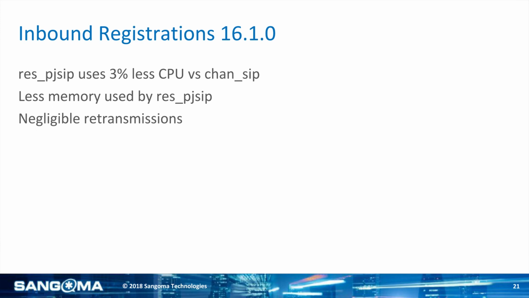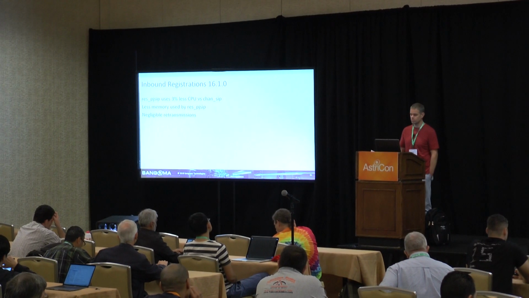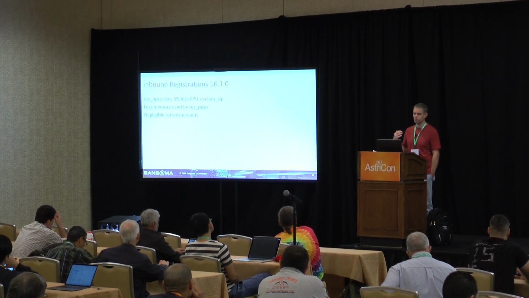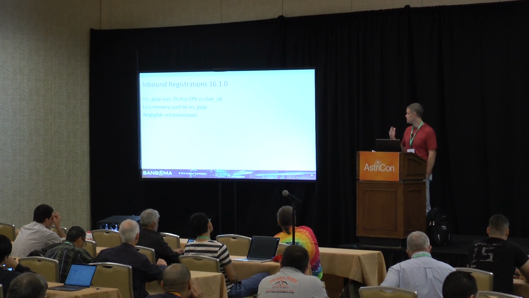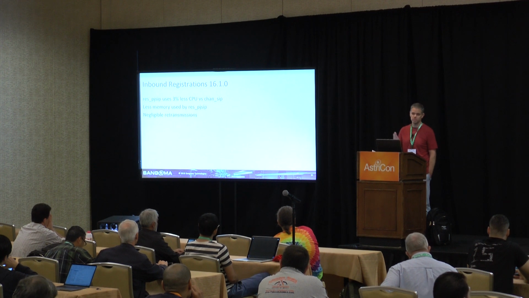So actually, with the patch, it uses about 3% less CPU versus chan_sip, and the memory dropped by 3 to 4 megabytes. And retransmissions, again, were really good. Very little retransmissions. So upgrade to Asterisk 16, and once 16.1 comes out, you'll see even more improvements of res_pjsip versus chan_sip, but also versus the 13 branch.